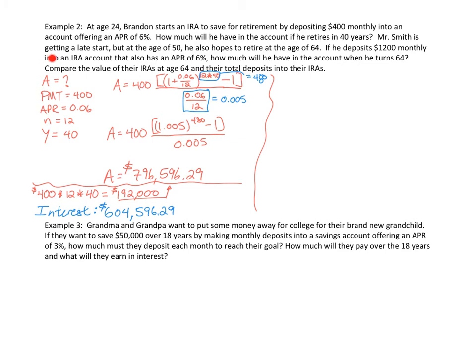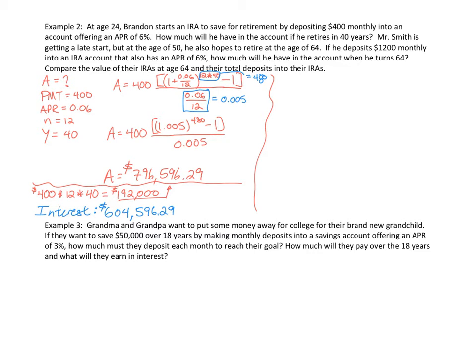Mr. Smith is getting a late start, but at the age of 50, he also hopes to retire at the age of 64. If he deposits $1,200 monthly into an IRA, still with the same percentage, how much will he have in the account when he turns 64? So Mr. Smith is going to put 3 times the amount per month into an account, but he is only going to be doing it for 14 years. 64, he wants to retire, he's 50 now.